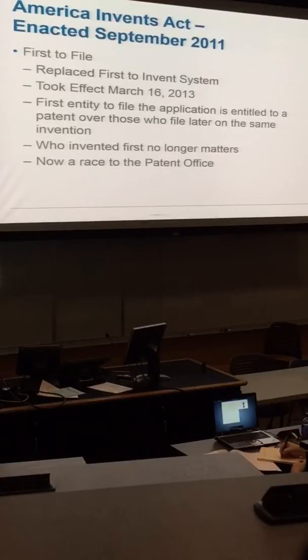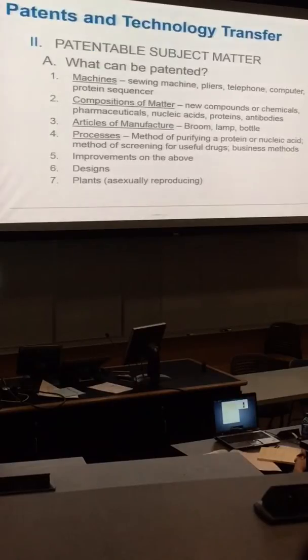So the America Invents Act is the law I've been referring to. It was enacted in September of 2011 and took effect about 2 years ago in March of 2013. The first entity to file the application is entitled to the patent over those who file later on the same invention. And as I said earlier, it's basically a race to the patent office. So what I've seen in the intervening 2 years is there's a lot more filings going on. People are just filing like crazy, trying to beat any kind of competitor. So it's been good for business so far.